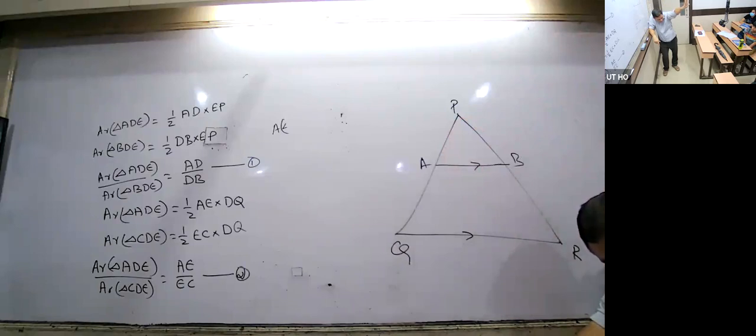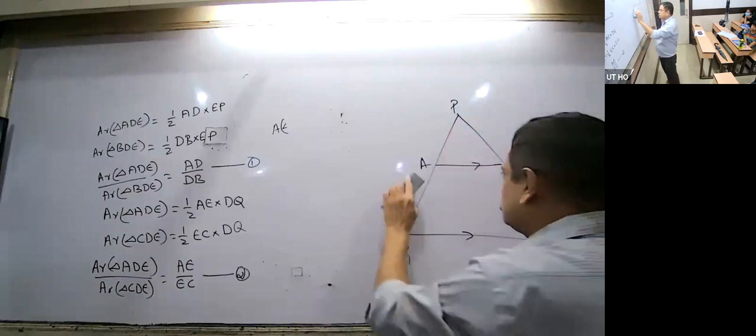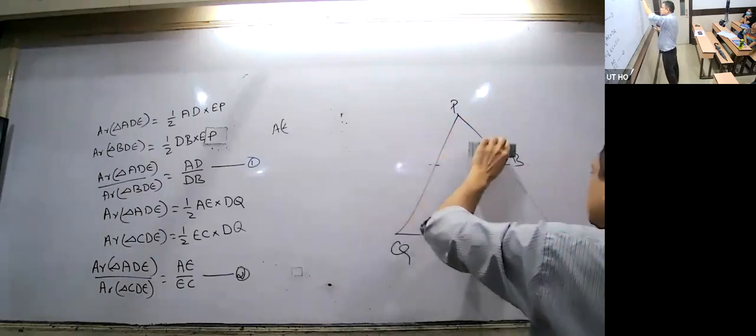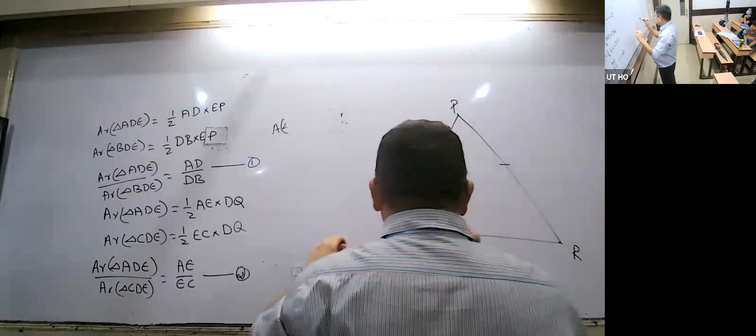Is A the midpoint? Not necessary. It is not given. You have to just take that they are parallel, that's all. Maybe P is the midpoint, we don't know. It is given parallel, so even if I draw it this way, that is why I drew it that way.